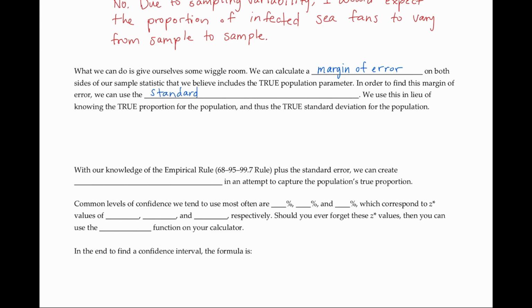Okay, so in order to find this margin of error, we can use the standard error of proportions. We use that in lieu of knowing the true proportion of the population and thus the true standard deviation for the population. This is not the first time you've heard the phrase standard error. If you recall, we talked about it during a t-test, because in a t-test, while we would like to know the standard deviation of the population, you often do not, and instead only know the standard deviation of your sample. Well, remember with proportions, standard deviation is based off of the p-value that you find.